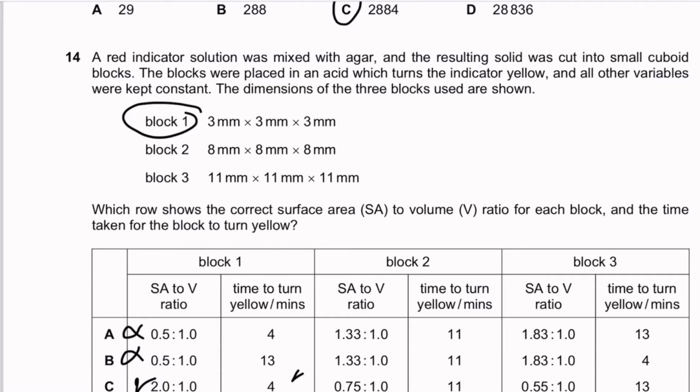For the surface area to volume ratio of the second one, it should be lower, and then the time should be longer, and lastly the third should have the lowest ratio and the longest time. Now you may want to check the second one, and you would see that actually the times are wrong. You may want to check the first one, and you see that the ratios are wrong, and that's why we don't really need to calculate using the calculator and figure out the surface area to volume ratio of each one of them.